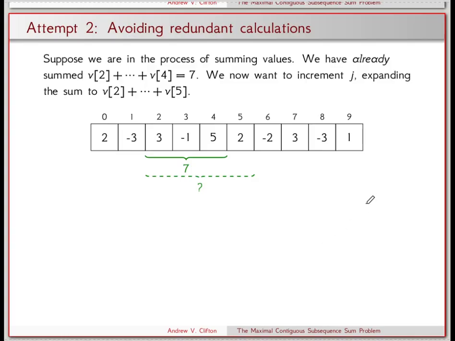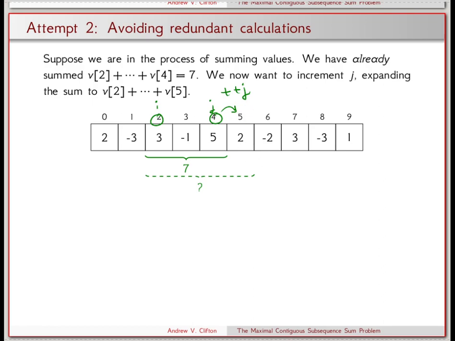Okay, so we want to see if we can improve this. Let's say that we have already summed up the values between index 2 and index 4. So i is at index 2, j is at index 4. And we're just about ready to increment j to move it on to index 5.